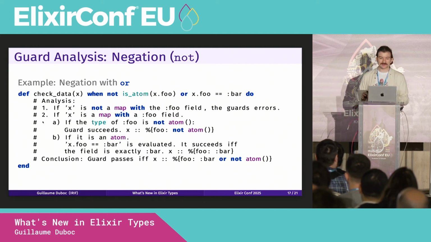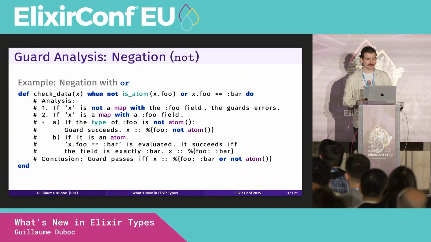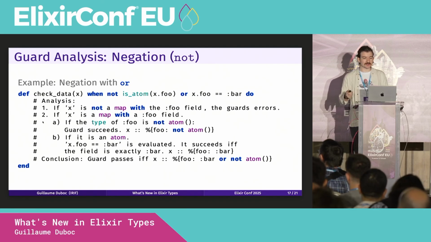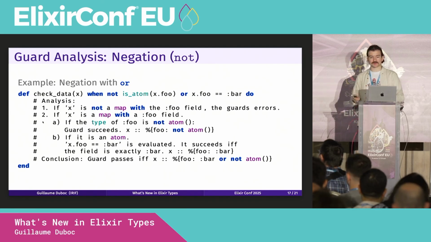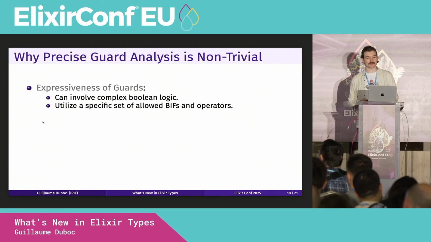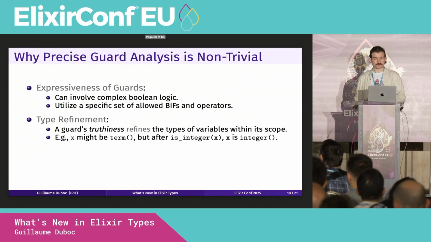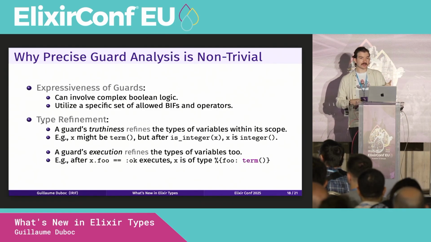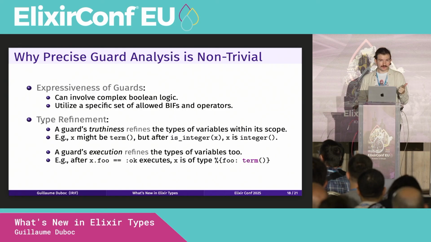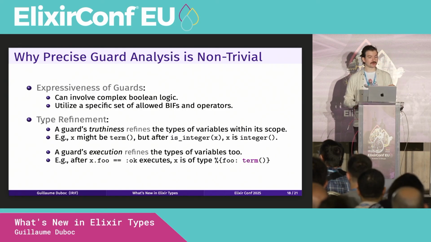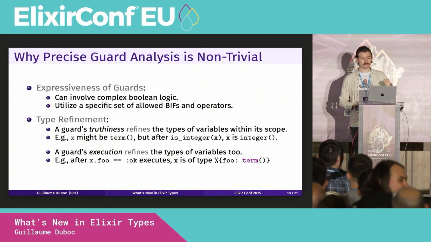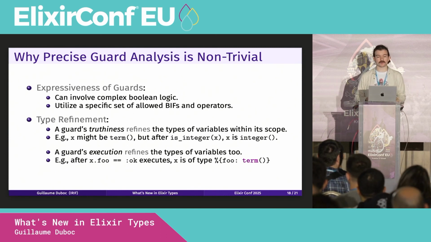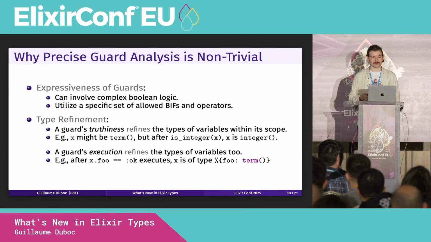Okay, so we do a similar type of analysis for negations, where we check what happens if the first guard succeeds, and what are the conditions for the rest of the guard. And so there are 2 types of refinements: refinements that come from the guard success, and refinements that come from the execution of the guard. If the guard succeeds, what can we know about the type of the variables?